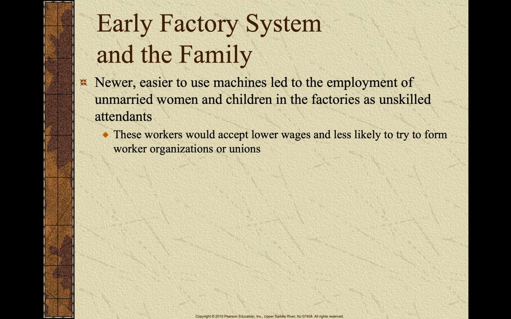One of the earlier changes that we're going to be seeing is when machines get upgraded. Newer and easier to use machines are going to lead to more employment of unmarried women and children in the factories as unskilled workers, as machines get simplified and easier to work. These workers are going to be really sought after, unmarried women and children, as they would typically accept lower wages and were less likely to form workers' organizations, unions, strike, or revolt. So women and children were less likely to do some of these things and would accept lower wages.